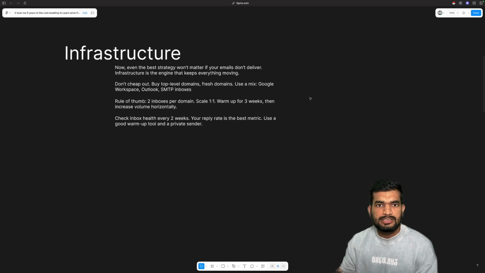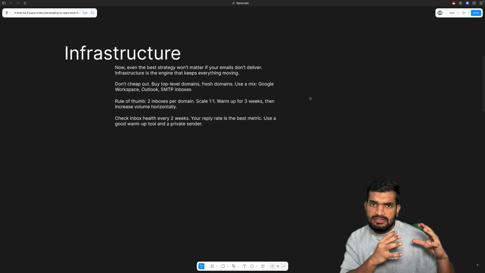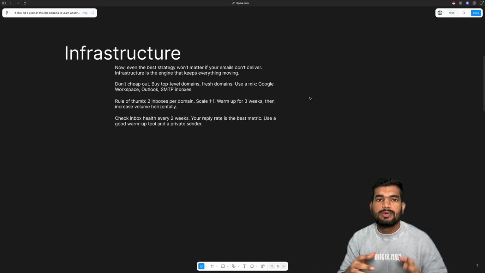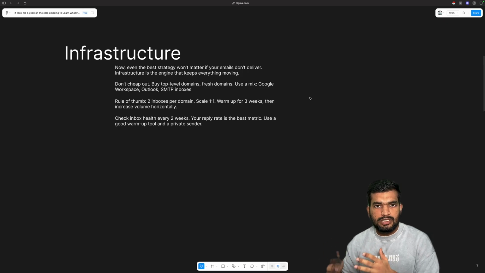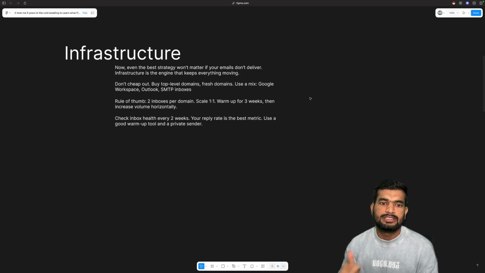Now the next pillar that you're going to focus on is infrastructure. Even the best strategy won't matter if your emails are not delivering. Infrastructure is the engine that keeps everything moving. When you have set up the right base, it's so important to have the right infrastructure in place. And I think the only place you shouldn't cheap out on is infrastructure.